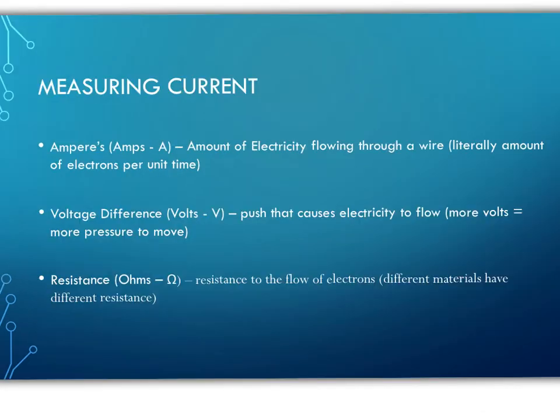When we measure current, there's three things that are big time influences on it. You have amperes, voltage difference, and resistance. You can see the three things there. So amps is how many electrons are flowing through the wire. Voltage difference is how much push is there on those electrons. And resistance is obviously how much resistance there is to those electrons flowing.